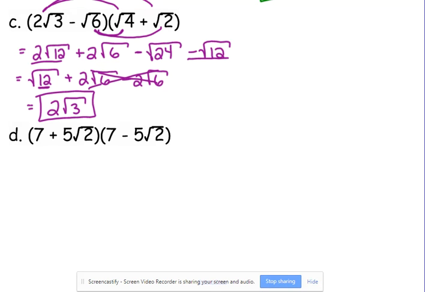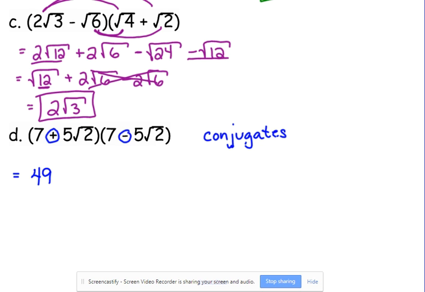7 plus 5 square roots of 2 times 7 minus 5 square roots of 2. Does anybody know what we call those two expressions there? Besides binomials, they have more specific names. Conjugates. Does that word sound familiar at all? Have you ever heard that before? A conjugate means it's the exact same binomial expression, but they have opposite signs in between them. So let's see what happens when we multiply these conjugates right here.